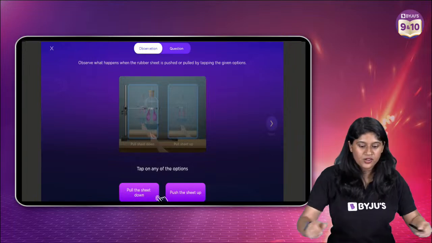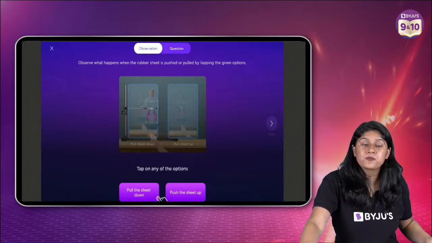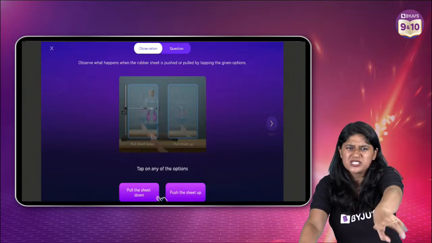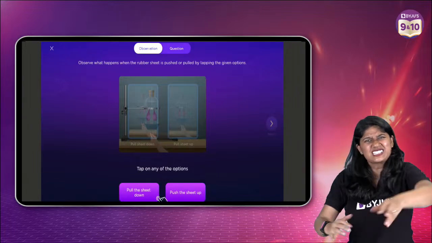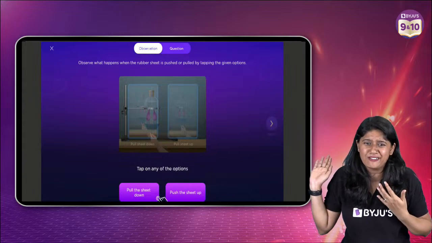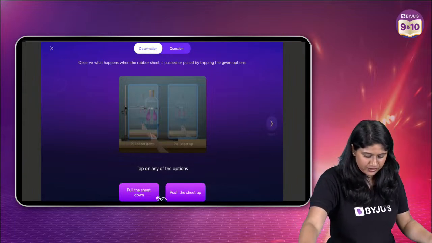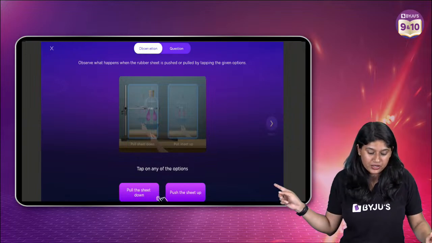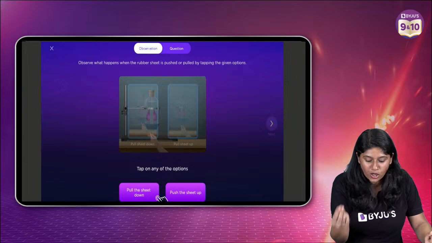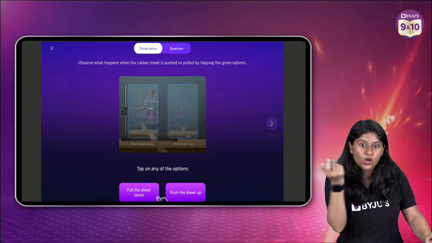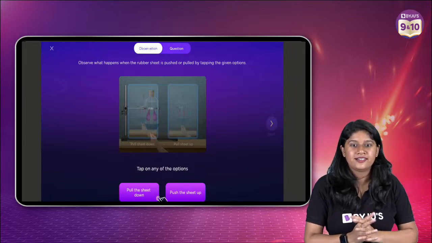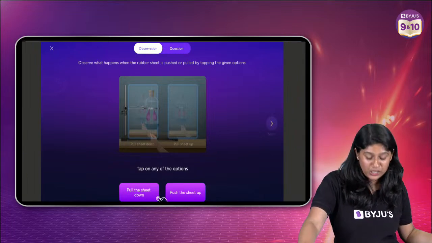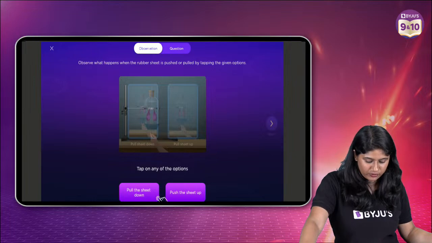Yes, okay. Everyone, see the observation. Observe what happens when the rubber sheet is pushed up and down. Some of you were saying, ma'am, breathing is easy, it's like push and pull. We have two options over here: pull the sheet down or push the sheet up. Which option do you want? I can see pull down. Okay, let's pick pull down, everyone.